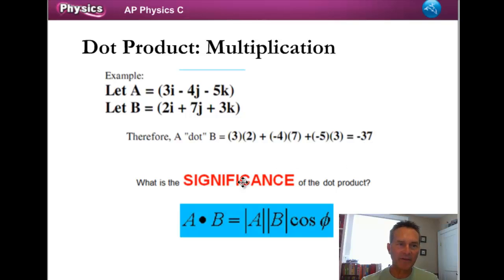Now what is the significance of the dot product? If you can calculate the dot product, and you can calculate what the magnitude is of each vector, then you can find out what the angle would be between the two vectors.